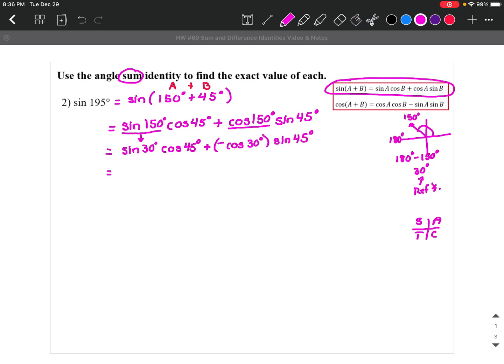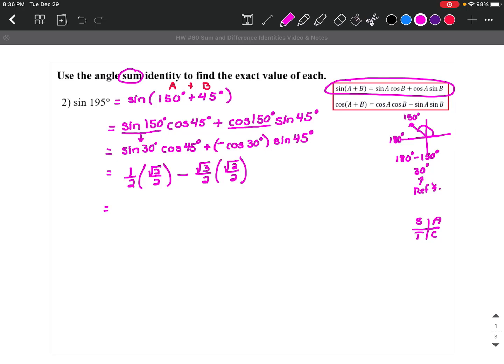Now let's find our values. The sine of 30 degrees is 1/2. The cosine of 45 degrees is radical 2 over 2, minus the cosine of 30 degrees is radical 3 over 2, and the sine of 45 degrees is radical 2 over 2. Those values came right off of my chart. I have them memorized, okay?